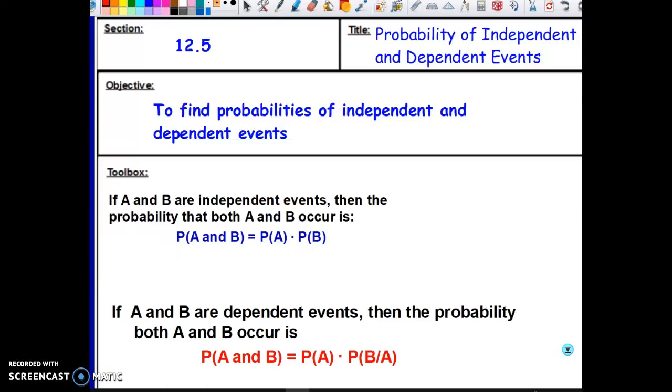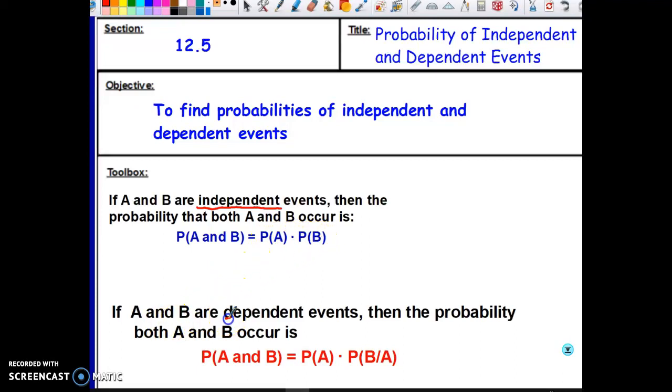Lesson 5 video of Unit 12, the probability of independent and dependent events. And today we're going to find the probabilities of independent and dependent events. Now, if they are independent, which means that they do not depend on each other, then the probability of both A and B happening is the probability of A multiplied by the probability of B.